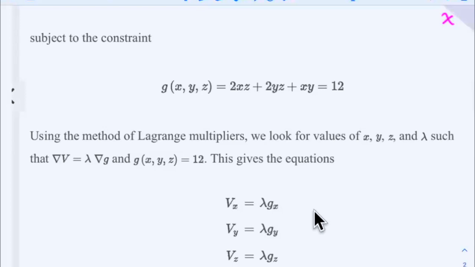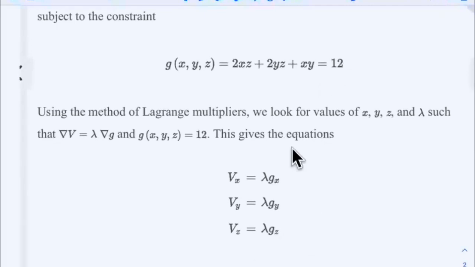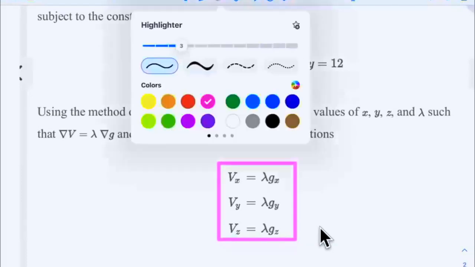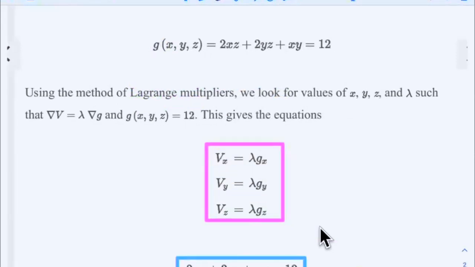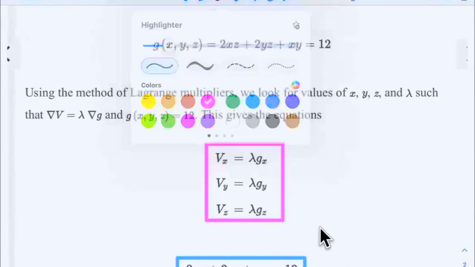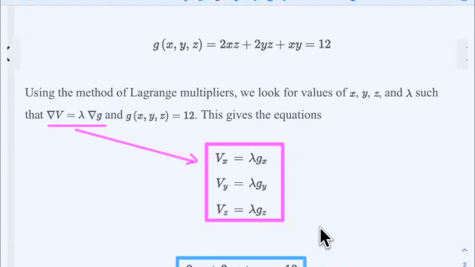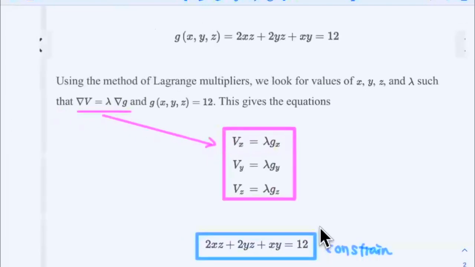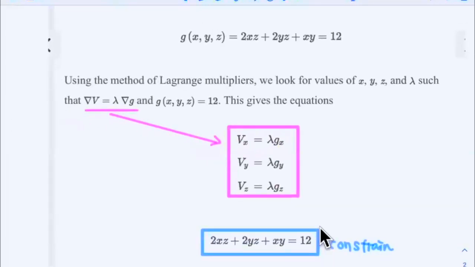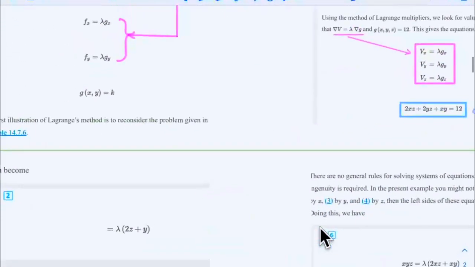Now we have this one, and we also have this constraint. This one here is the one that we have, and the constraint one is this one. This one here comes from this one. Now all we have to do is find these equations and then solve for x, y, z, and lambda. So it all boils down to solving this system of equations. Okay, let's do the first one.